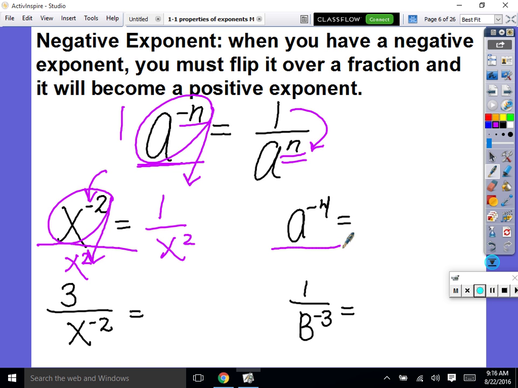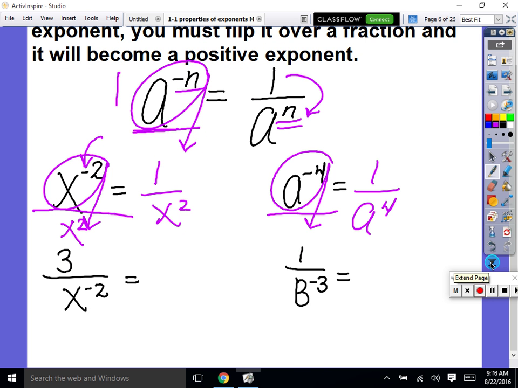Same idea, right? We draw our line, grab it, flip it over a fraction. Left on top was a 1. On bottom, we have a to the positive 4. A common mistake I see is people will flip it over a fraction and then write a negative exponent by accident, but the whole point of flipping it was to make it positive.